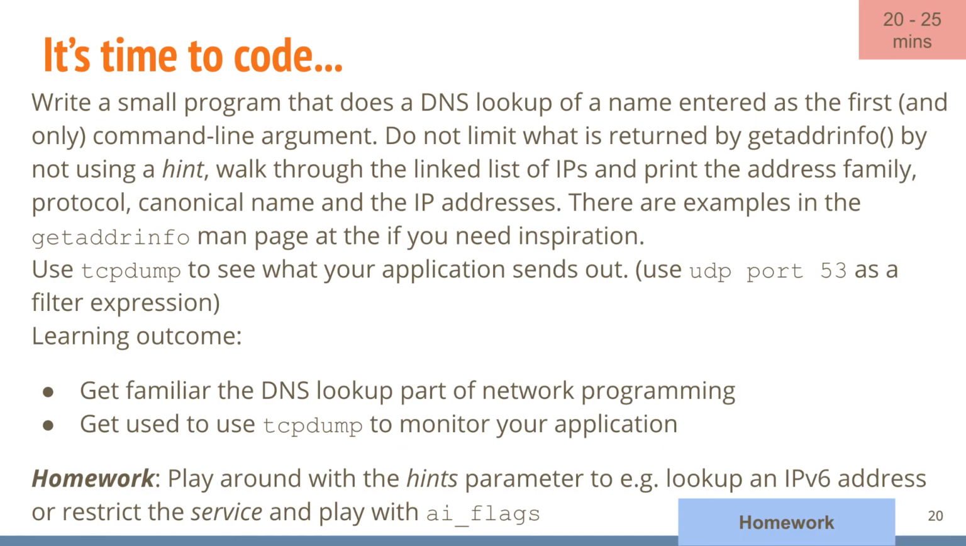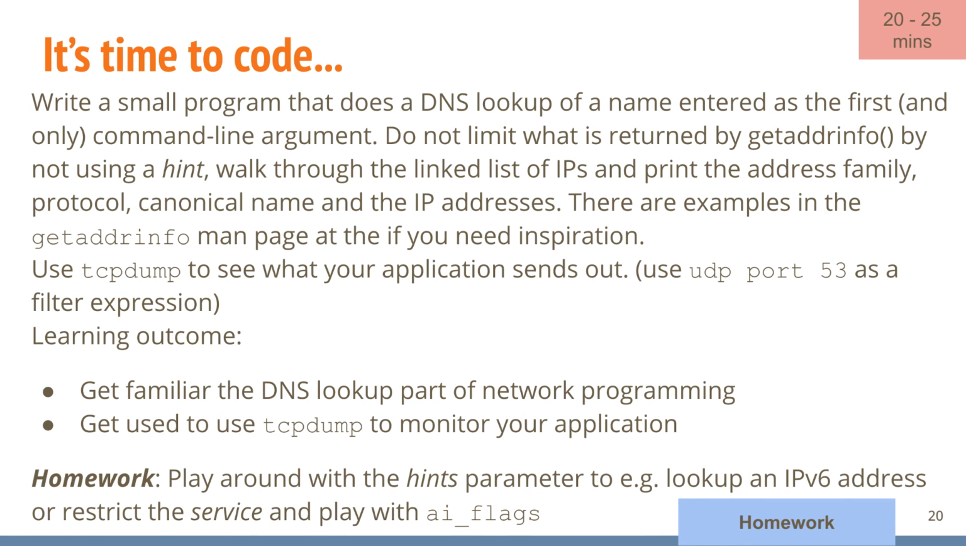Getaddrinfo is a really important function, so make sure you get familiar with it, and the only way to do this is to write code and play with it. So write a small program that does a DNS lookup of a name that is entered as the program's sole command line argument. Go through the results and print the address family, the protocol, the canonical name, if it exists, and the IP address from the addrinfo structure. If you need inspiration, there is program code at the end of the getaddrinfo man page.